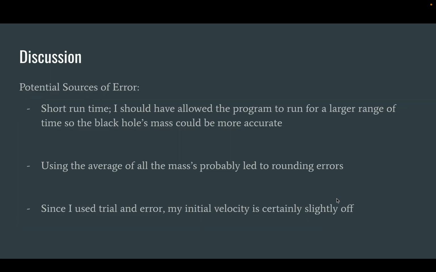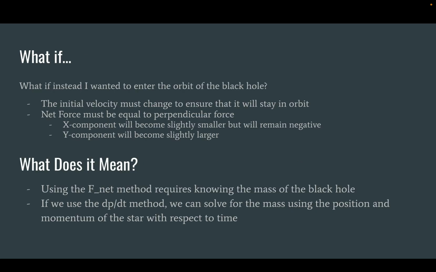So here are a few sources of potential error. First off, I could have allowed more time for the program to run so that the black hole mass could be more accurate. Additionally, since I used a trial and error method to find the initial velocity, this number is likely slightly off. So here's a little bit of discussion.